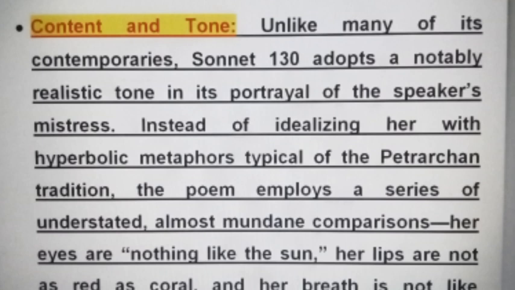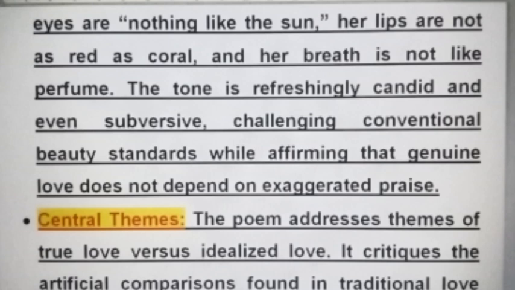Content and tone of the poem. Unlike many of her contemporaries, Sonnet 130 adopts a notably realistic tone in its portrayal of the speaker's mistress. Instead of idealizing her with hyperbolic metaphors typical of the Petrarchan tradition, the poem employs a series of understated, almost mundane comparisons. Her eyes are nothing like the sun, her lips are not as red as coral, and her breath is not like a perfume.